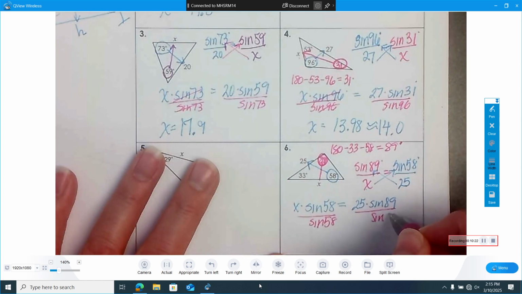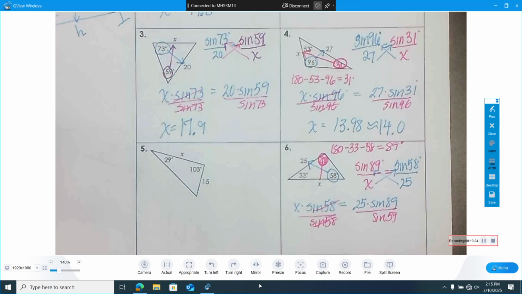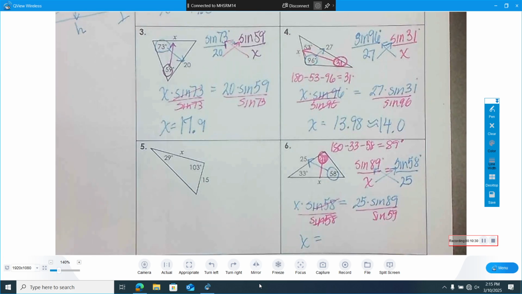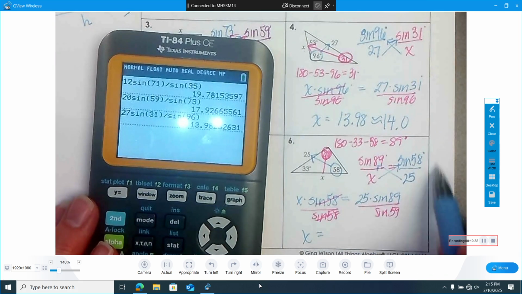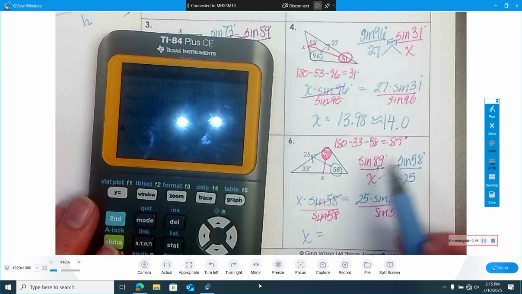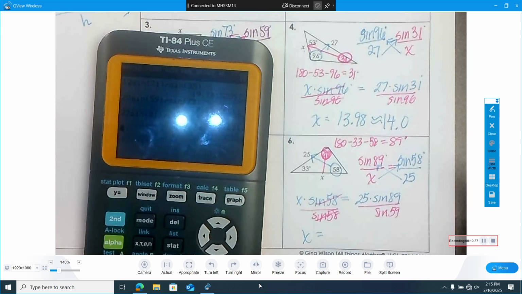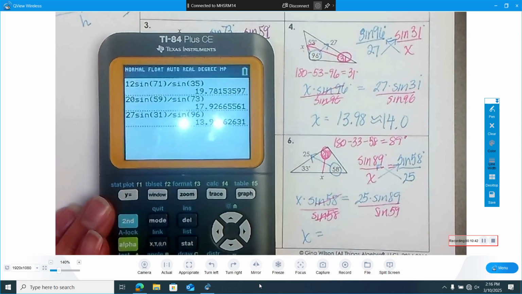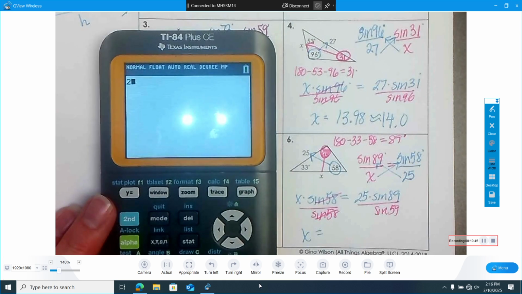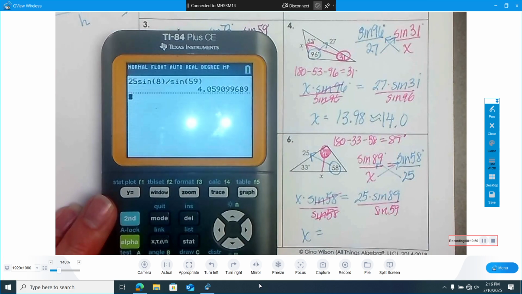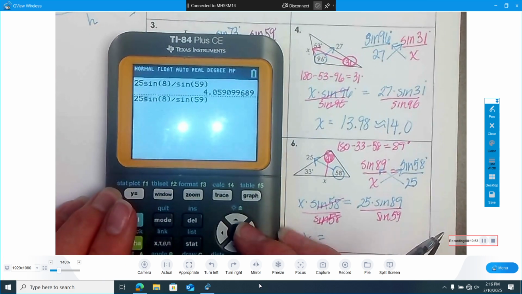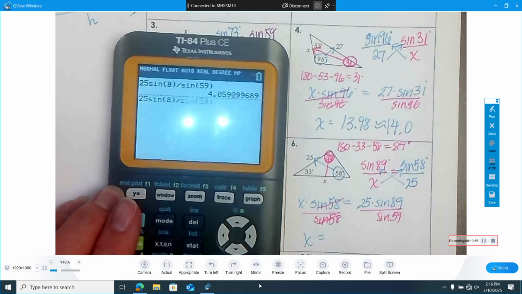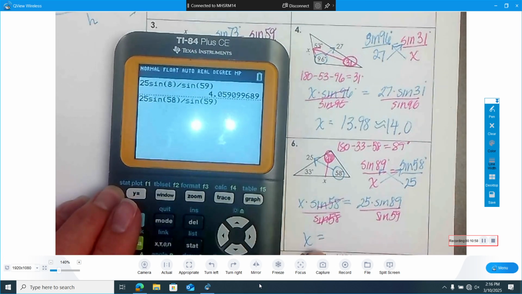Good. So what's really important that you write down today? The setup. Absolutely essential. You are probably going to have to draw some triangles just to get an idea, but once you write down the setup, it goes pretty good from there. All right, 25 times the sine of 89 divided by the sine of 58. Thank you so much.